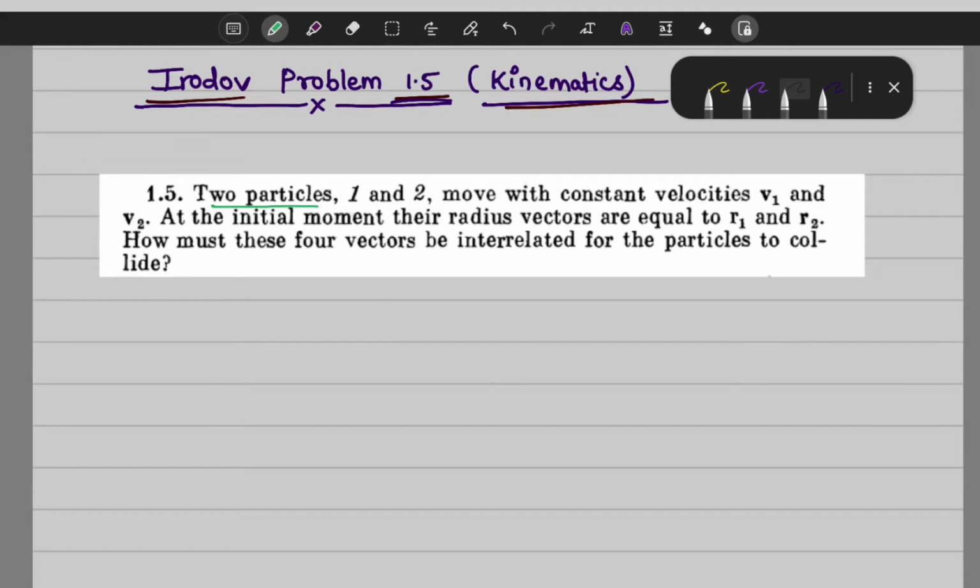There are two particles 1 and 2 moving with constant velocities v1 and v2 respectively, and at the initial moment their radius vectors are equal to r1 and r2. The problem asks how these four vectors must be interrelated for the particles to collide.